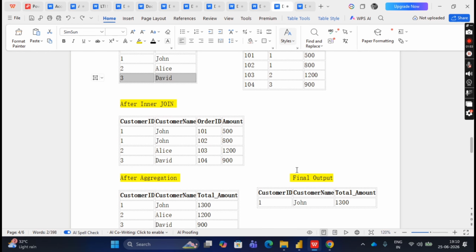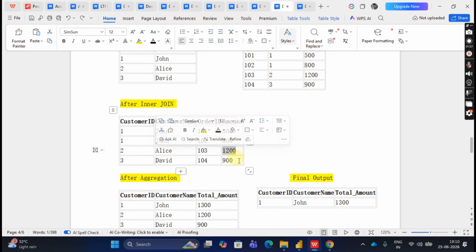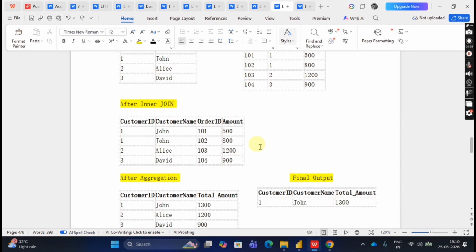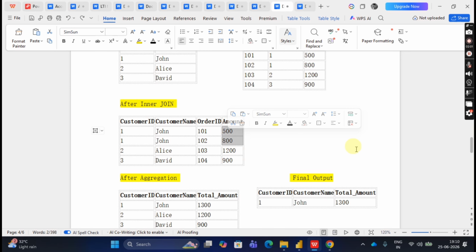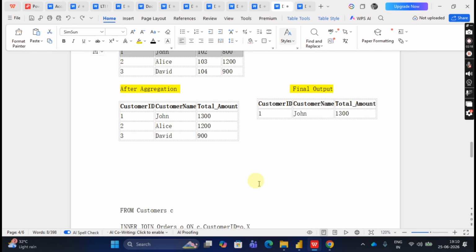We need to find the customer who has placed the highest total order amount. So what is the order amount of Alice? It's 1200. What is the order amount of David? 900. What is the order amount of John? Which is 500 plus 800. Since there are 2 order IDs for the customer John, we have to do the summation of the amount in order to get the total amount for John.